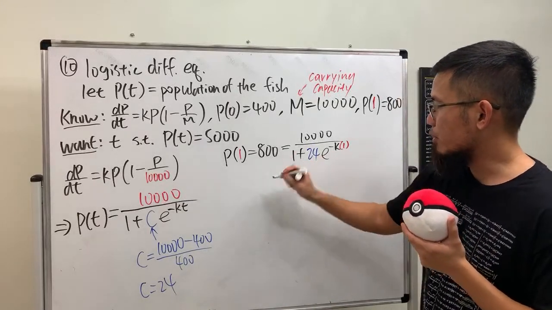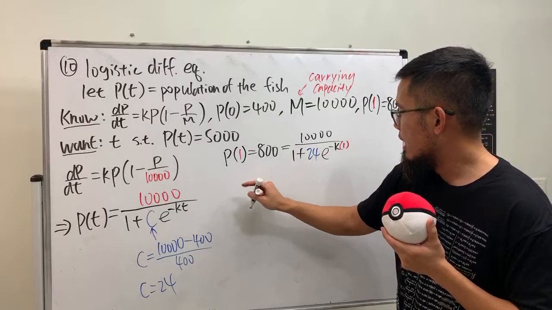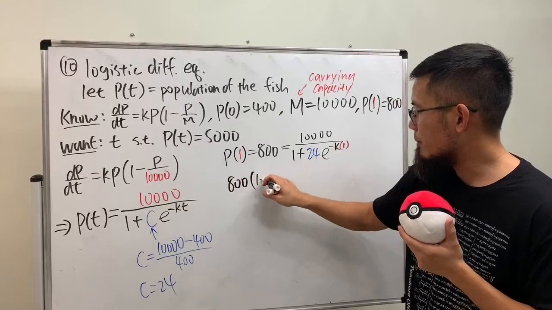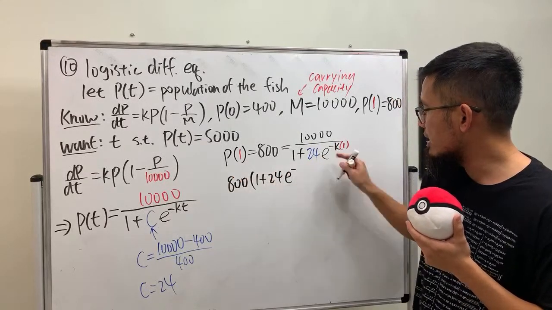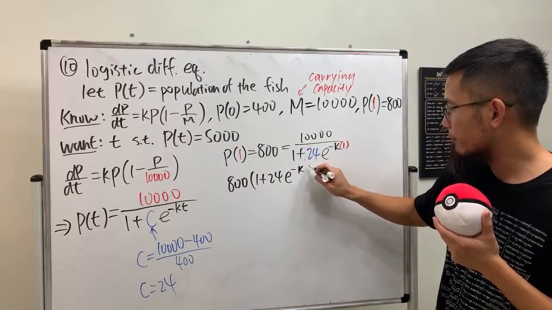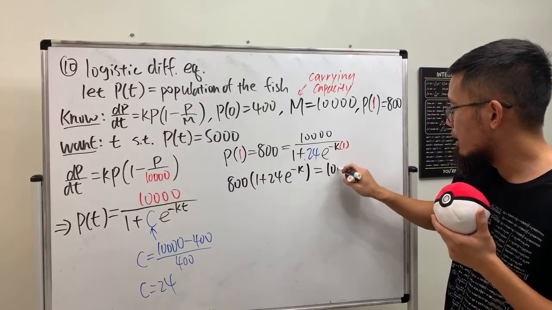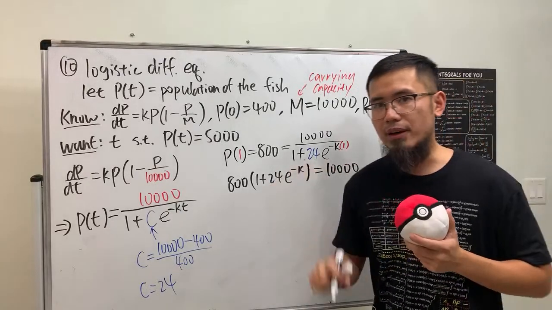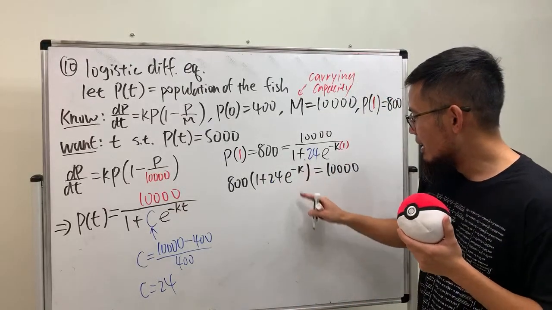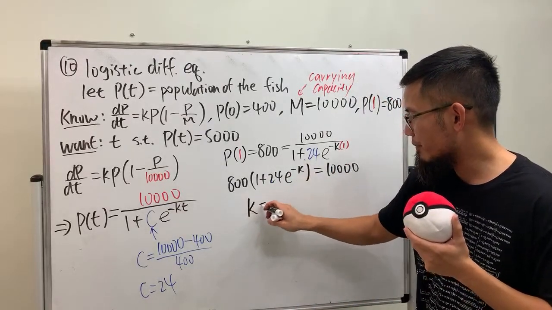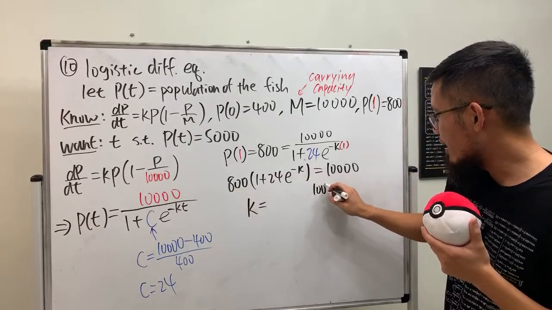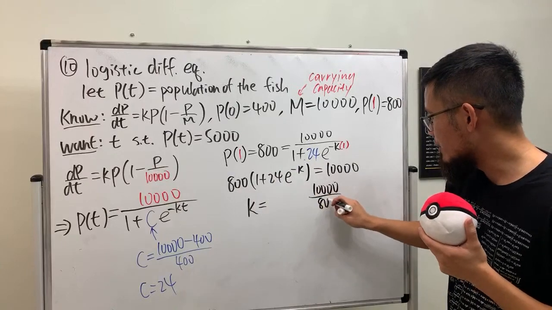I'm going to multiply this on both sides first. So I'm looking at this as 800 times this, which is 1 plus 24 e to the negative k, and this is equal to 10,000, right? You guys ready for the super way to solve this? To solve for k, what we do is you divide the 800 on both sides. So right here, you have the 10,000 divided by 800. Go ahead and do that.